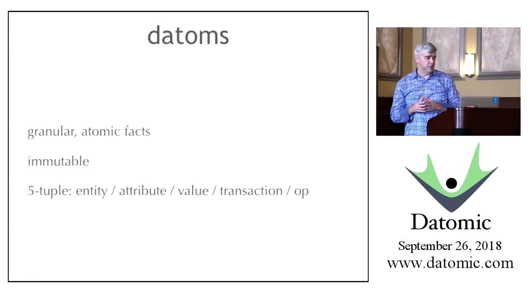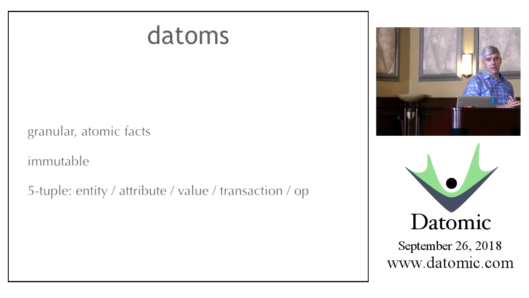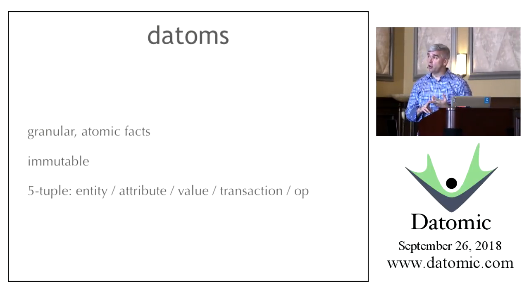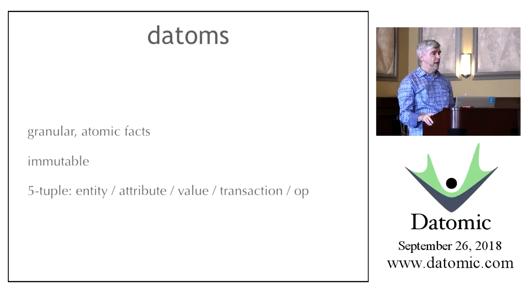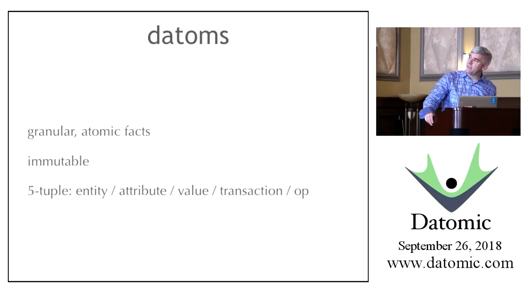Now let's talk about information. A datum is a granular atomic fact. Granular means small. I would almost dare say minimal. If you said anything smaller than a datum, you wouldn't have a fact. It's immutable. So you make datums, and a Datomic system evolves over time by accreting new datums. Datums never go away, ever. Asterisk.